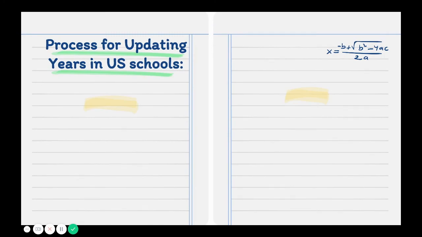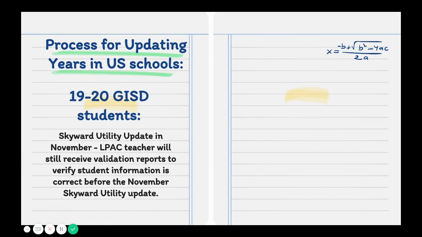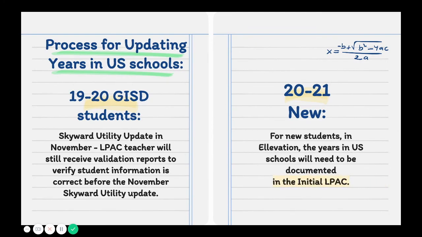The process for updating years in U.S. schools. In the 19-20 GISD students' school year, a Skyward utility update in November will be created, where the LPAC teacher will still receive validation reports to verify student information is correct before November, before snapshot. But this year, based on the years in U.S. schools that were reported to the state during the TELPAS season of the 19-20 school year, those years will be put into Skyward, and a new utility will automatically update those years from one year to the next school year.